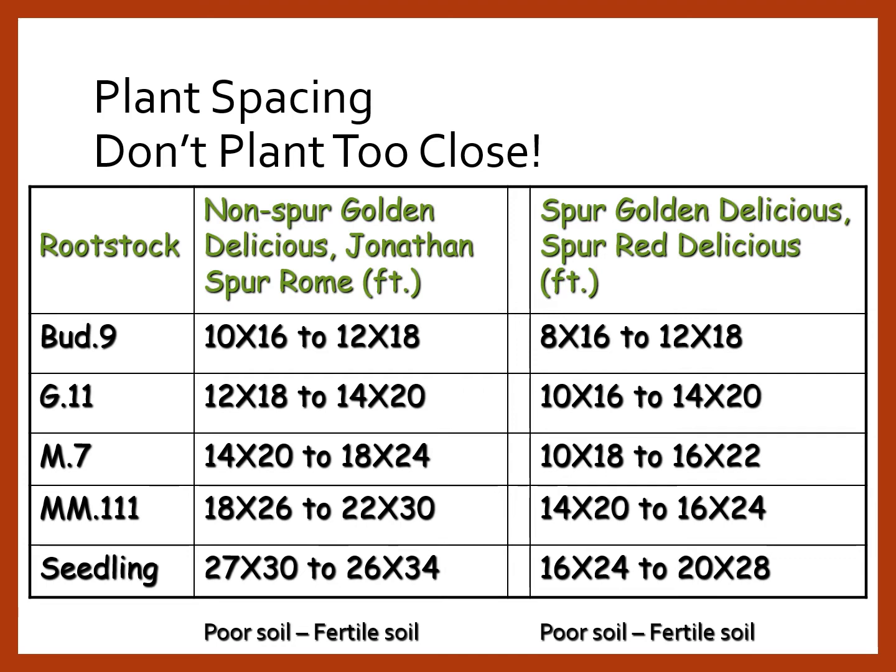The closer spacing is for poor soil. The larger spacing is for fertile soil. So you know what you've got as far as fertility goes. If you have hard clay that stays hard all summer, you're going to have to space a little closer together. If you've got a nice silt loam, then you're probably going to space a little further apart.